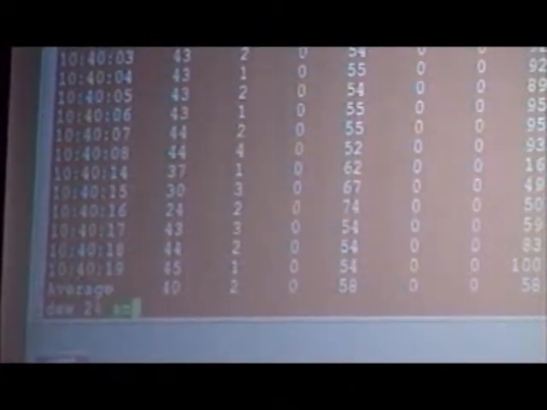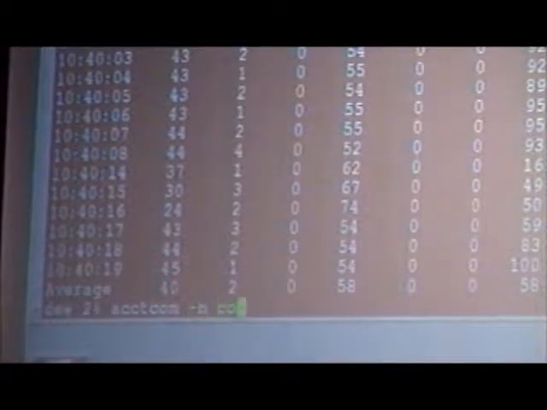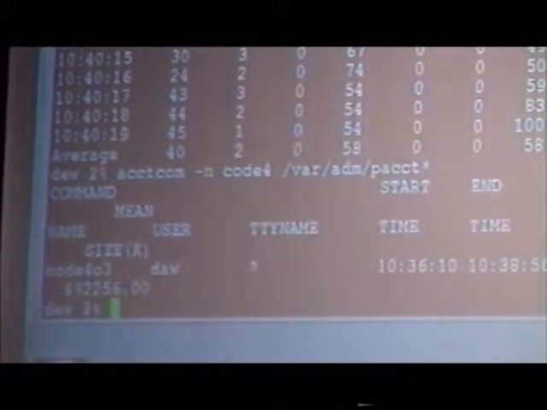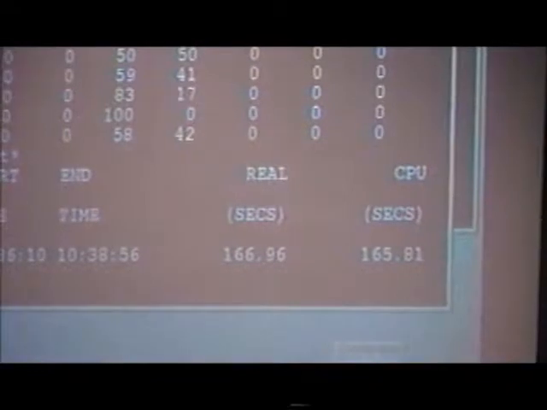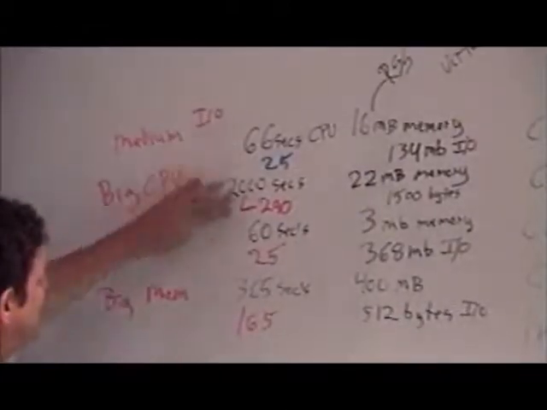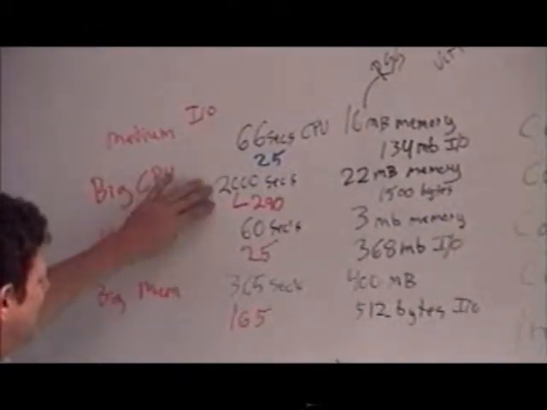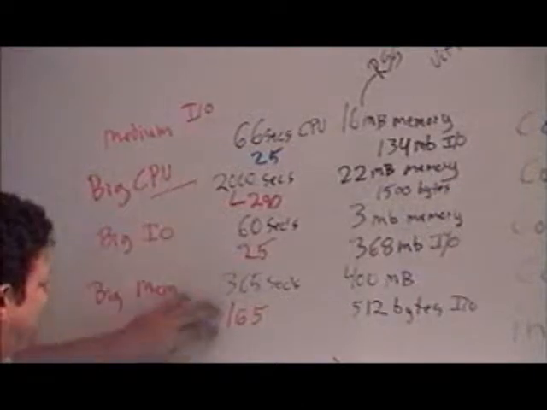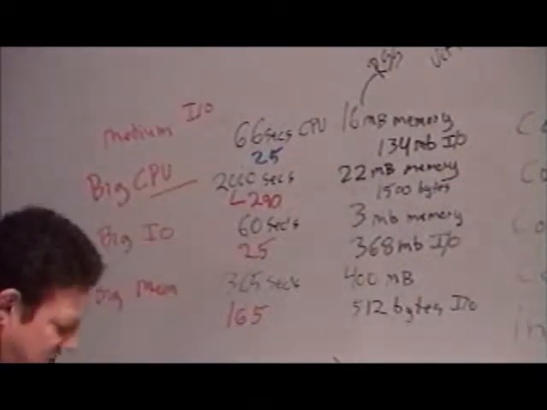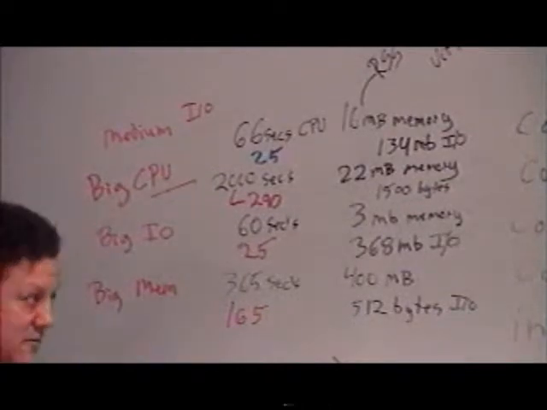Let's see if we still have ACCON data. There's a code 403 is now at 165 seconds. So I saved about 35 seconds here, 35 seconds here, 1,700 seconds here, and 200 seconds here. But they're all a little bit different, depending upon the algorithm that they have in them.